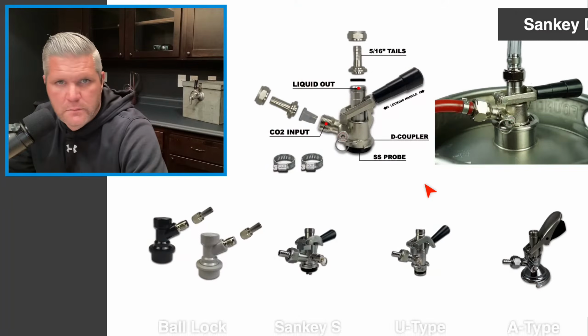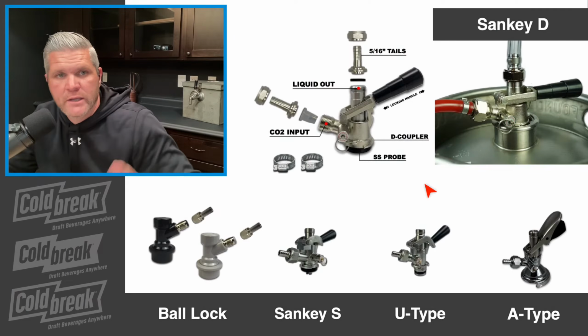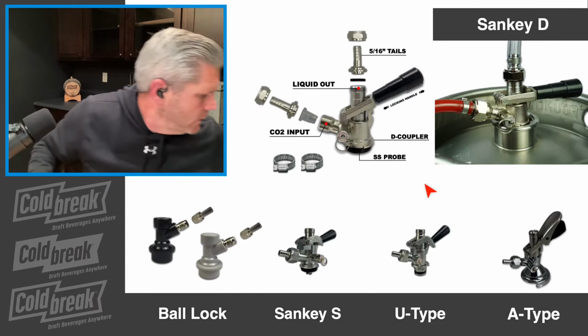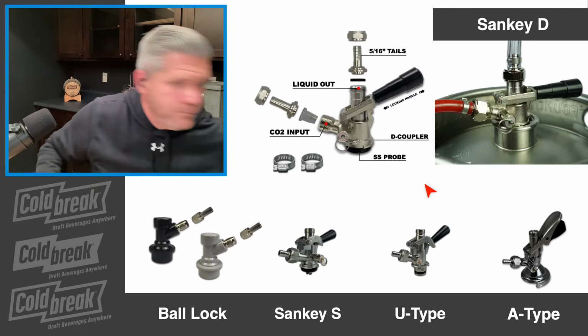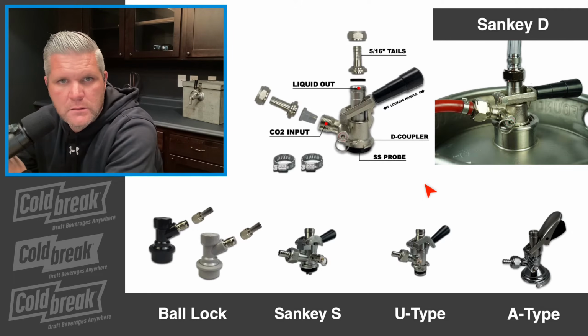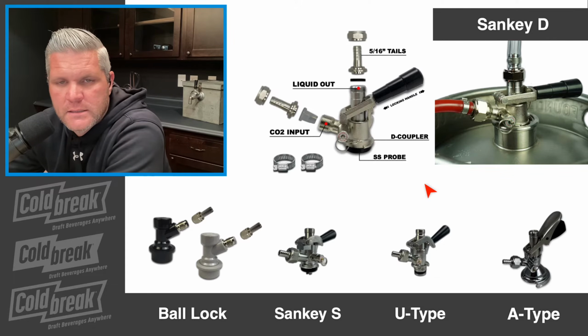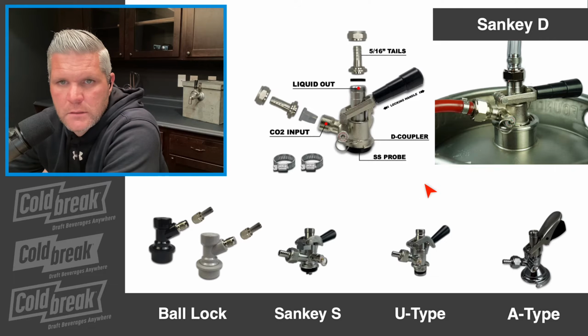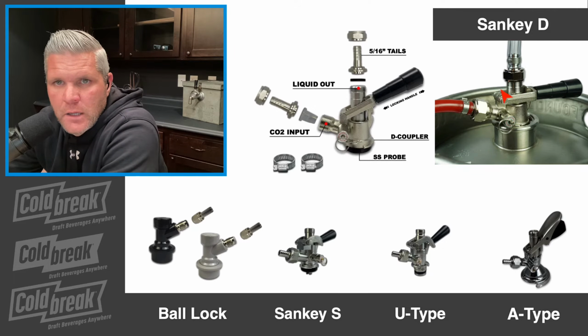Regulators, couplers. Here we go. All right, beer coupler. So we go from the regulator to the coupler. And what we're going to see here is a typical US keg needs a Sankey D coupler.